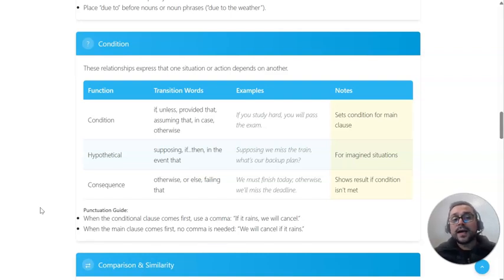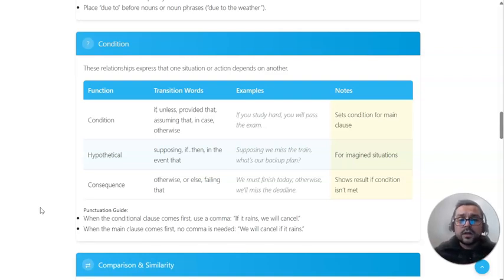We also have a hypothetical function with transition words like supposing, if, then, in the event that. For instance, supposing we miss the train, what's our backup plan? And this is used for imagined situations. That is the meaning of hypothetical. And lastly, we have consequence with transition words like otherwise or else, failing that. For example, we must finish today, otherwise we'll miss the deadline. This shows the result if the condition isn't met. Punctuation is very important when we deal with conditions.